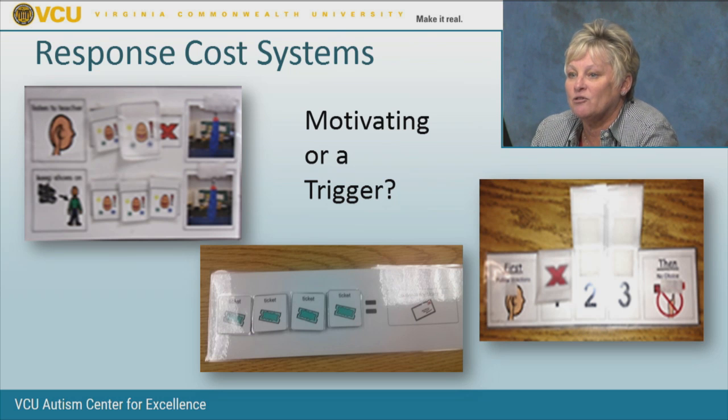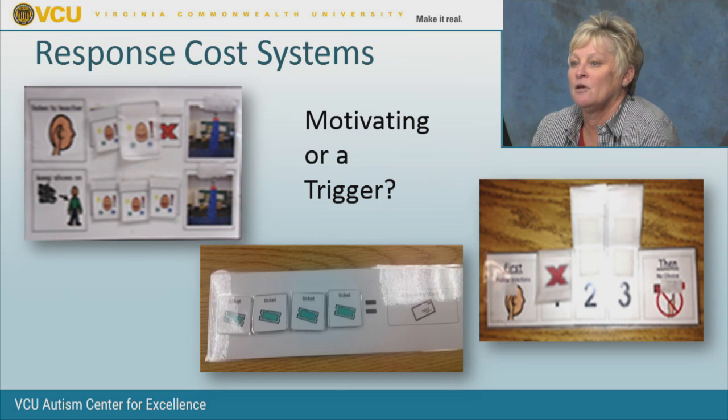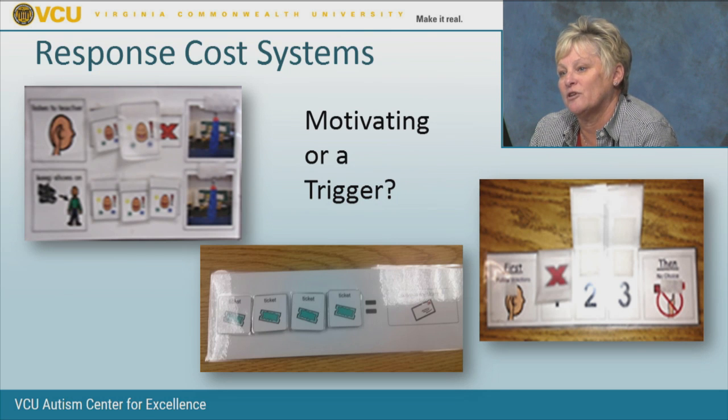The middle bottom is also earning tickets or taking tickets. Far to the right is a very similar format to the motivator. On the left is a desired behavior, and on the right, you can see where the child can select a motivator and put it on the end.